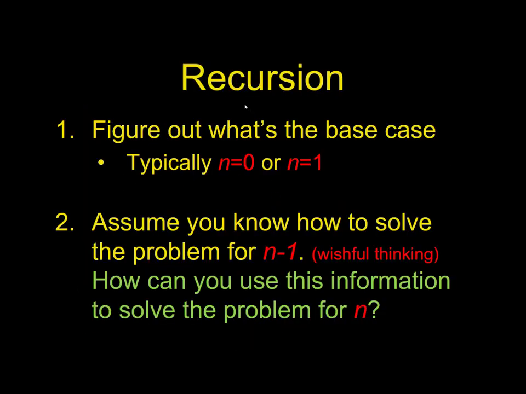To recap, to come up with a recursive solution, we need the base case or base cases. Typically, we have n equal to 0 or n equal to 1. Then we assume we know how to solve the problem for n-1 or even smaller cases. We then use this information to solve the problem for n. Let's see another typical example in recursion.